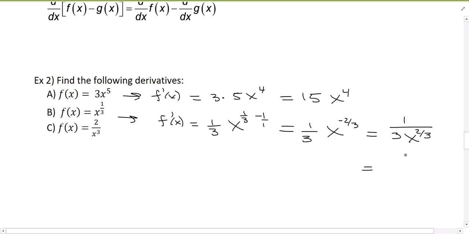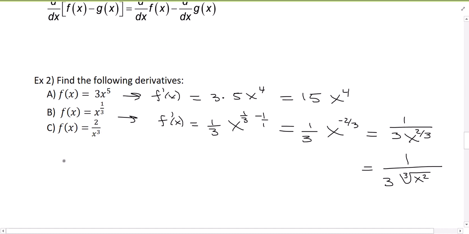Now if you want to get fancy, you can rewrite it some more and say this is the what? Which root? How do you rewrite a 2/3? The bottom is the index of the radical, and then the numerator is the exponent of the variable. So this will be the third root of x squared. So you can leave it like that.